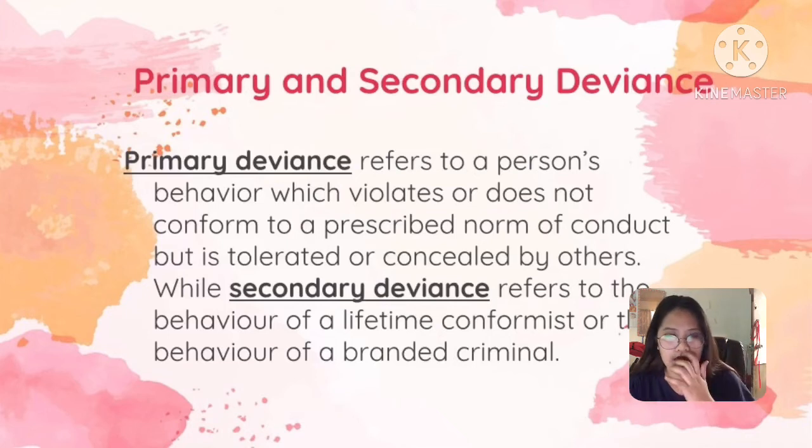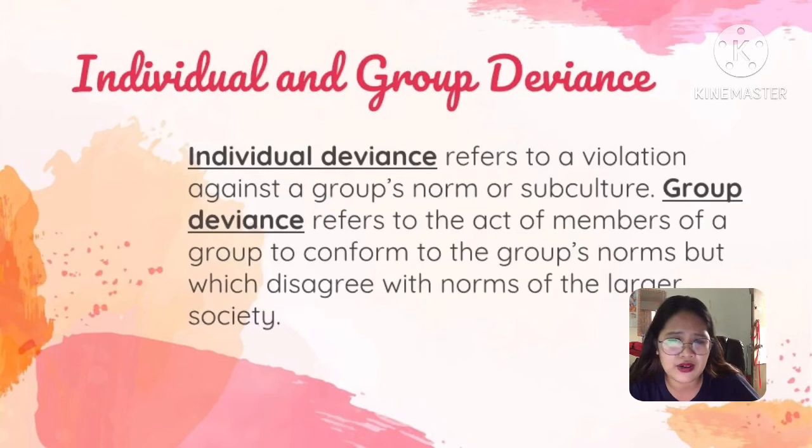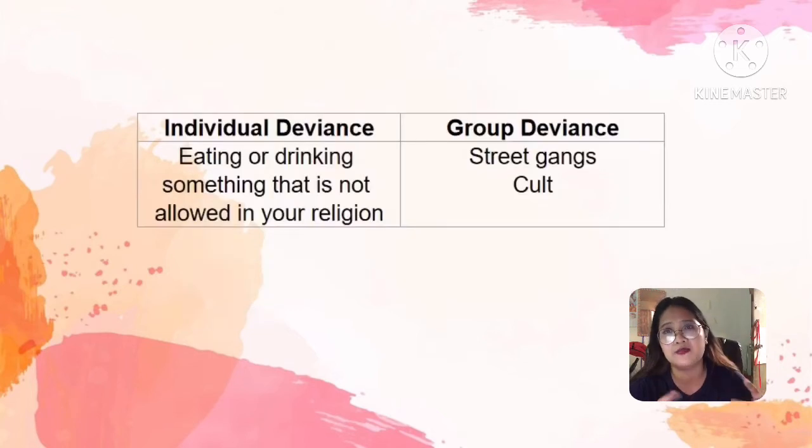Okay? Next. Individual and group deviance. Individual definitely refers to a violation against a group's norm or subculture. Ang group deviance naman refers to the act of members of a group to conform to the group's norms but which disagree with the norms of the larger society. Anong ibig sabihin nito? Example tayo para mas concrete. Individual deviance, eating and drinking something that is not allowed in your religion. Okay? It's within the circle. Performed by you. Okay? Group deviance, street gangs, cult. Okay? So, mas madami. Grupo.